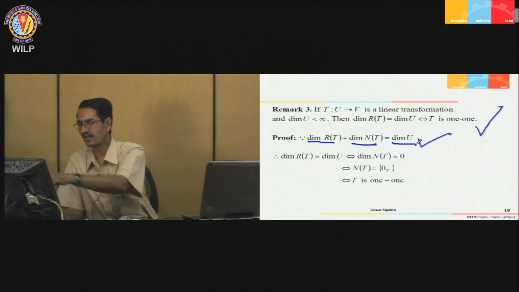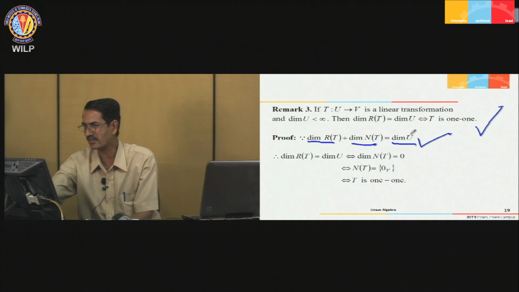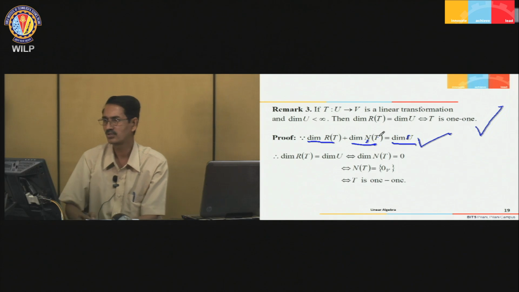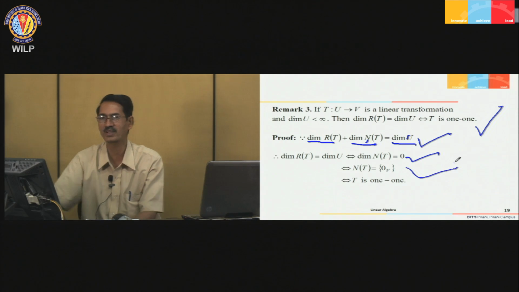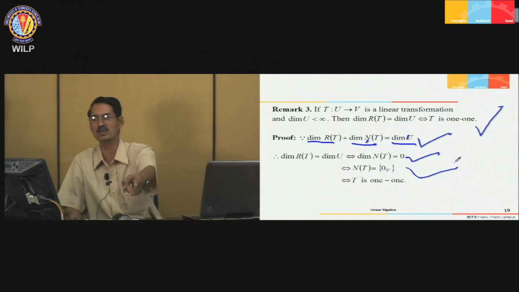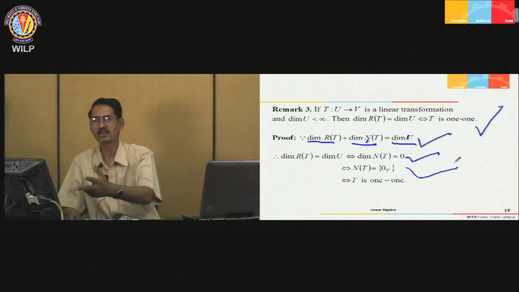And if dimension of RT is equal to dimension of U, therefore dimension of null space of T has to be equal to 0. And when dimension of null space of T is 0, that will imply that null space of T consists of the single element 0 element of the vector space V, and therefore T is 1-1. This is true both ways.